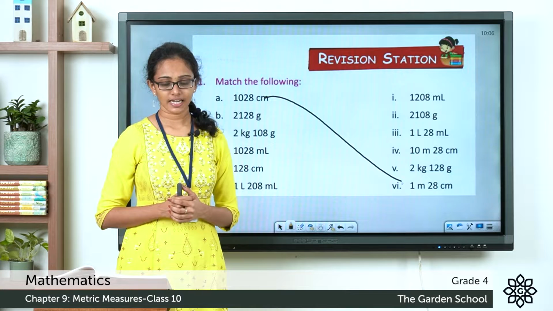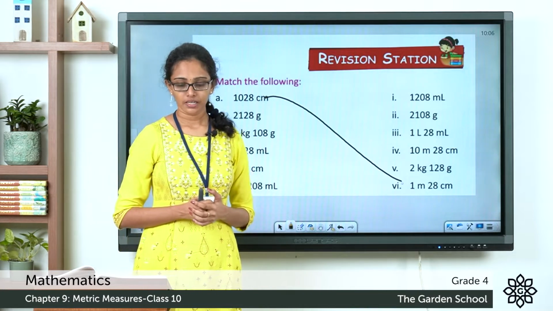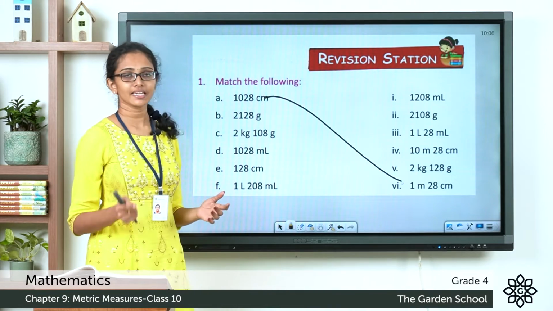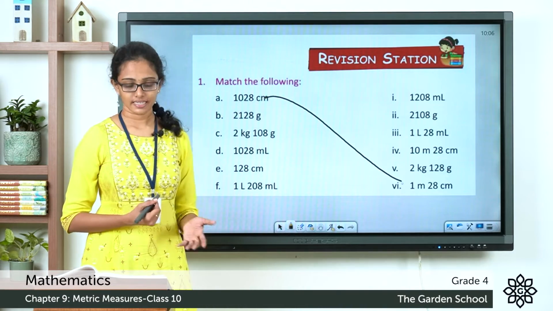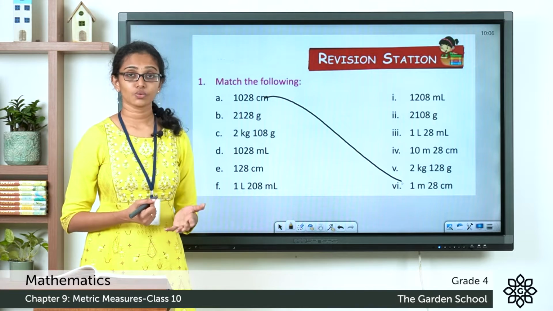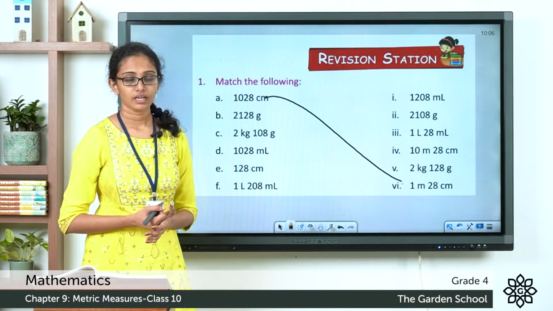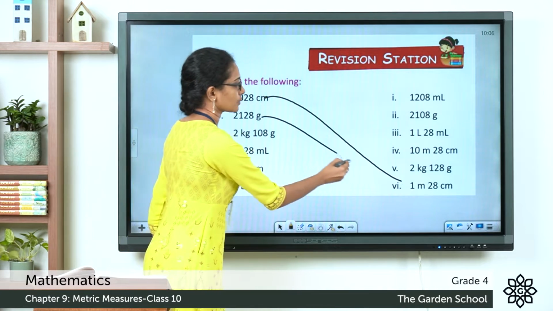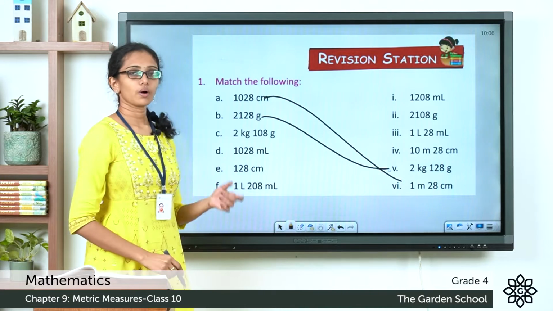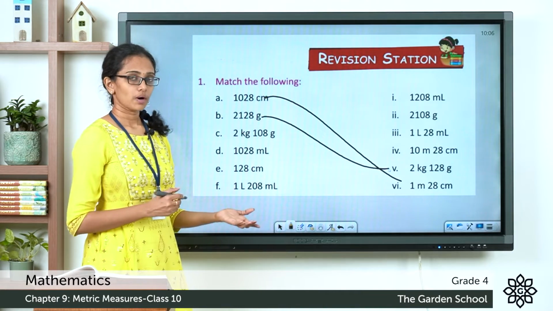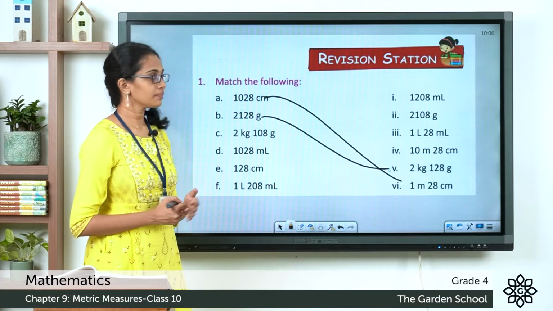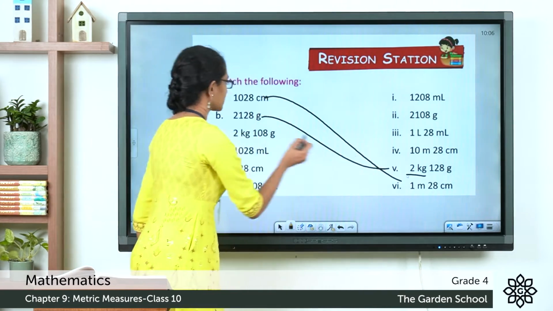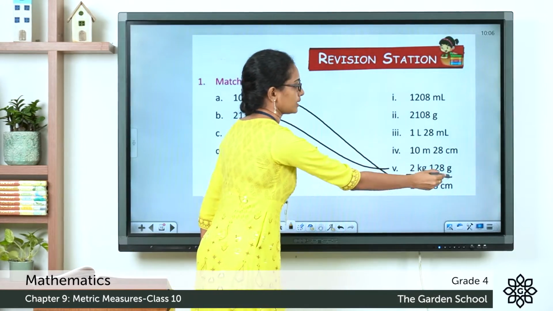Hope you are done with that exercise. Now let's discuss each question one by one. So the first one we have already seen in class, 1028 centimeter is equal to 1 meter 28 centimeter. Now the next question is 2128 gram, and which is the correct match for it? 2128 gram is equal to 2 kilogram 128 gram. 1 kilogram is equal to 1000 gram. So 2000 gram will be equal to 2 kilogram, and there we have 128 gram here.